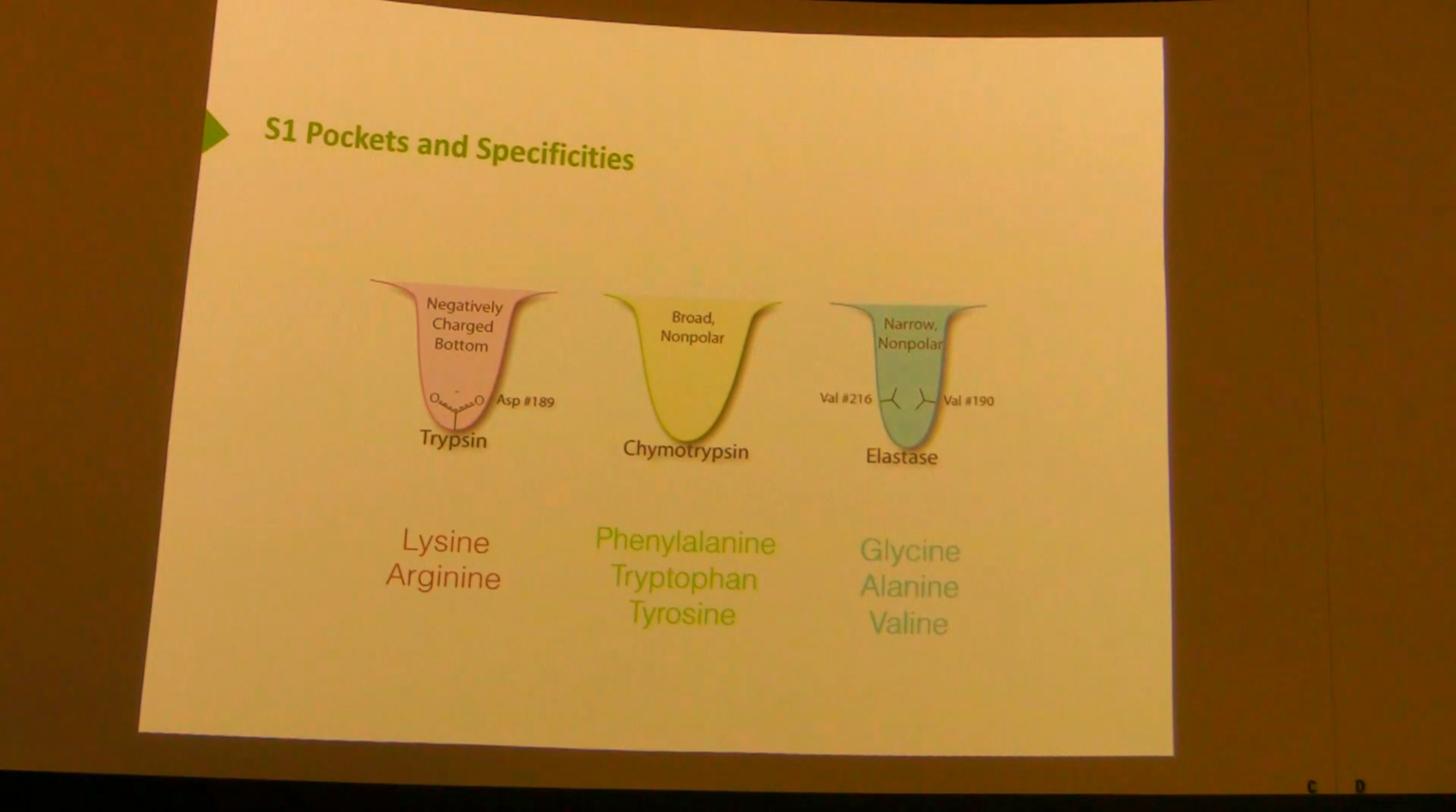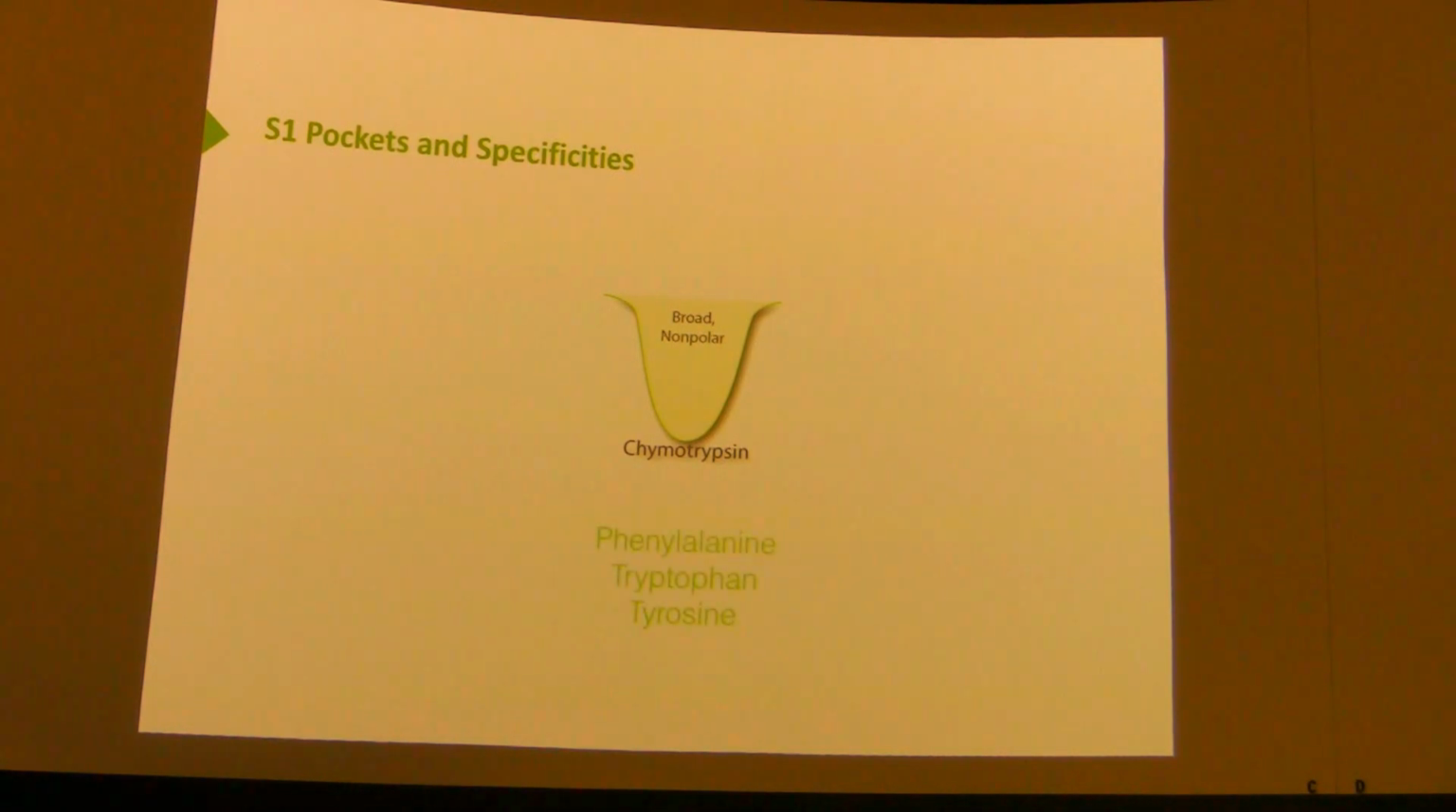Okay, here's one at a time. Here's the S1 pocket of trypsin. I told you trypsin was another serine protease, and trypsin is different. It has a structure very, very similar to chymotrypsin, but its S1 pocket's a little bit different. You can see that in the bottom of trypsin, there's a negatively charged aspartic acid. But what do negatively charged amino acids do? They favor positively charged amino acids. So the S1 pocket of trypsin favors the binding of lysine and arginine, and trypsin cuts adjacent to lysine and arginine.